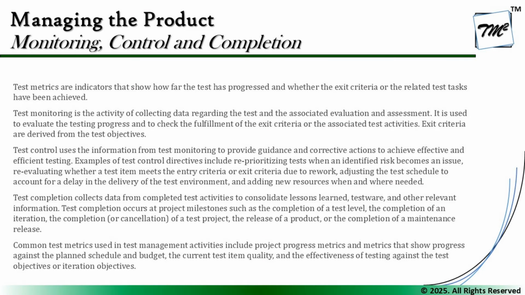Further to add, of course, we are talking about the test completion as well. The completion collects data from the completed test activities to consolidate lessons learned, testware, and other relevant information. The test completion occurs at the project milestones, such as completion of a test level, the completion of an iteration, or the completion or even cancellation of a test project, the release of a product, or the completion of a maintenance release. In other words, the completion is more like once the testing stops or on major milestones, when we would like to summarize the data of the progress and put it into a numerical format to represent to the stakeholders or maybe business how much we have achieved and how much more to go.